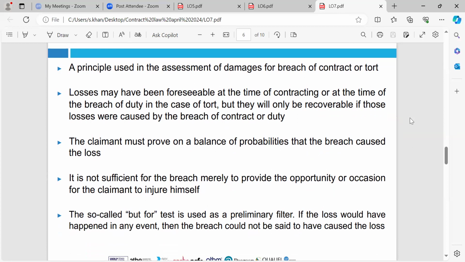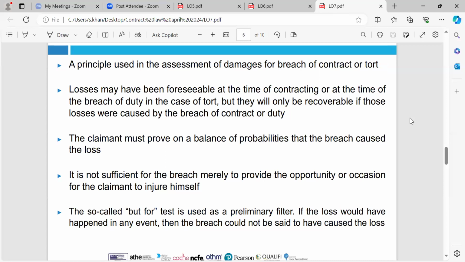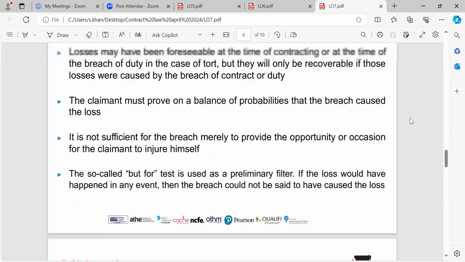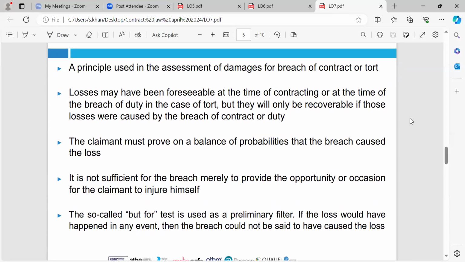The so-called but-for test is used as a primary filter. If the loss would have happened in any event, the breach could not be said to have caused the loss. Causation is an overarching area of law which restricts the amount of compensation in damages which may be recovered, which arises from a legal wrong. It determines the person who is legally responsible for the loss caused by the defendant in a broken chain of causation.